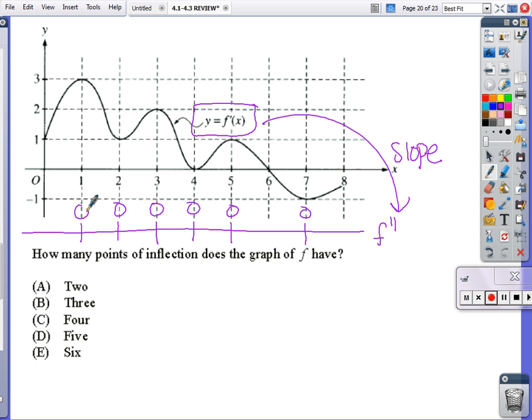My slopes are changing. Let's see. They're increasing. The graph is increasing, so the slope is positive. The graph is decreasing, so the slope is negative. Positive, negative, positive, negative, positive. Therefore, the points of inflection would happen whenever it's 0 and the sign changes, and it being f double prime. So we have 1, 2, 3, 4, 5, 6 changes.